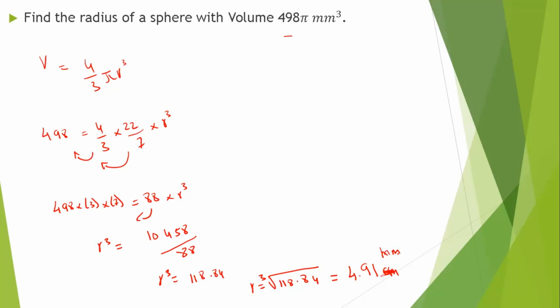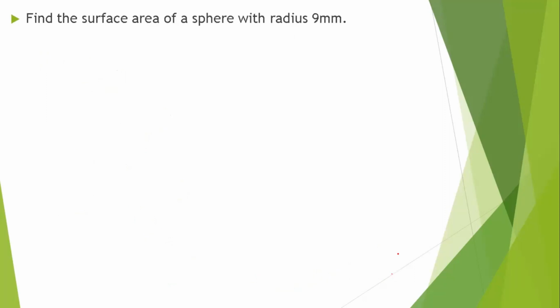Let's move on to the next question. The question says find the surface area of a sphere with radius 9 millimeters. The surface area of a sphere formula is 4 pi r squared. Now you just write 4 multiplied by 22/7 multiplied by 9 squared, and that is it. 4 multiplied by 22/7 multiplied by 81. Multiply all the numbers and divide by 7, and you'll find the surface area.